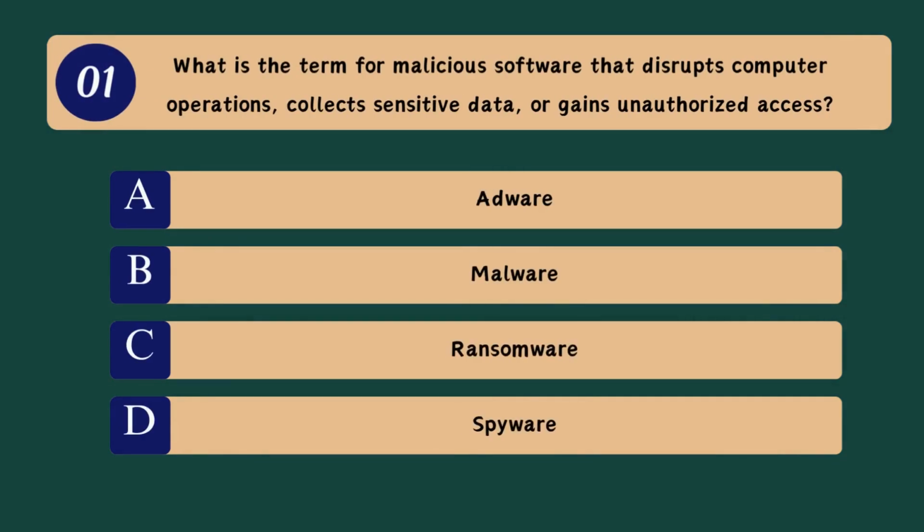Question 1. What is the term for malicious software that disrupts computer operations, collects sensitive data, or gains unauthorized access? A. Adware. B. Malware. C. Ransomware. D. Spyware. Correct answer? B. Malware.